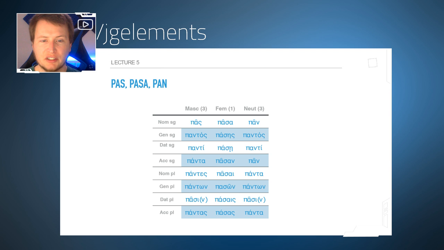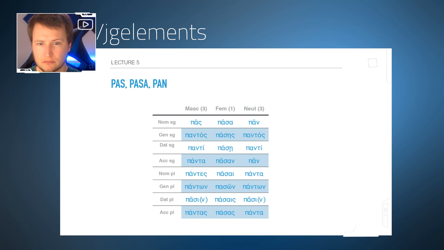Genitive singular, we have παντός. Now, the stem is actually παντ, ν and τ at the end, okay? So, I believe what happens in the nominative singular, the ν drops, the τ drops, and we're left with the sigma. But in the genitive singular, they are retained, okay? And then that is true in the dative singular, accusative singular, nominative plural, genitive plural, and accusative plural. What we see in the nominative singular happens again in the dative plural. And that gives us our masculine declension for πᾶς.